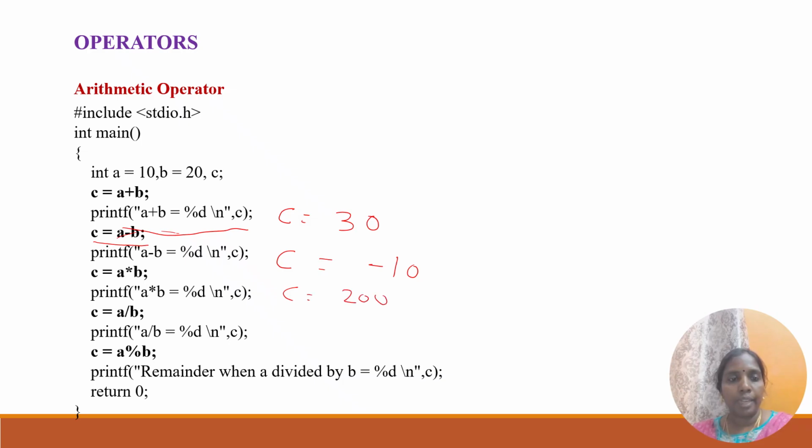The last one is a divided by b. So a divided by b is 10 divided by 20. So the value of 10 divided by b will be printed. And in this case, c equal to a modulo b. So a modulo b means 10 divided by 20, and the result will be the remainder of this a divided by b. So that will be printed as a result.